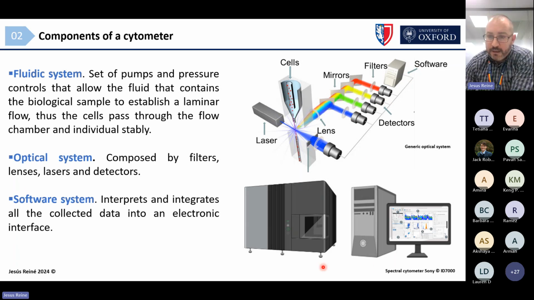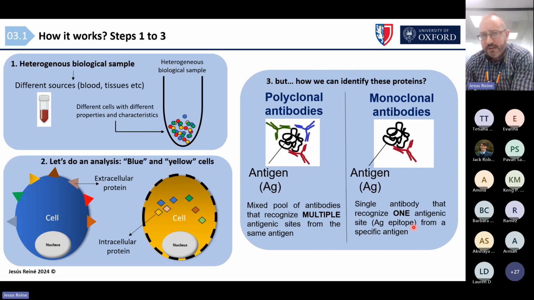So here we have a representation of a spectral cytometer, which is one of the instruments that we're using at work. This is one of them. The fluidic system we cannot see, but it's a lot of containers that contain literally different kinds of fluids to keep that pressure. And then we have the software that allows us to integrate and analyze the data in real time. So how does the cytometer work?